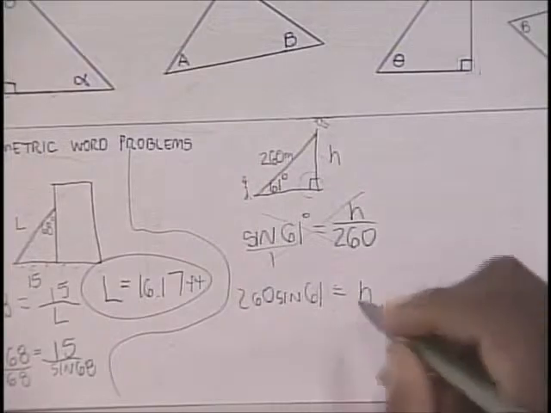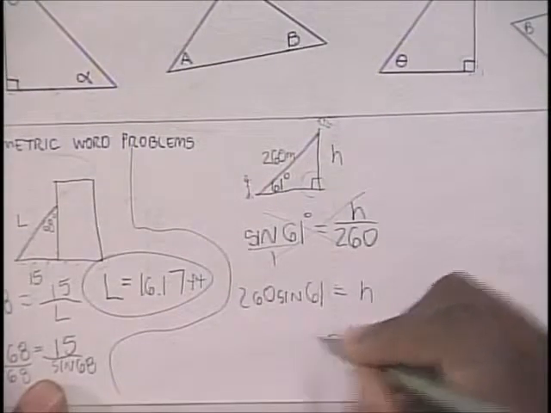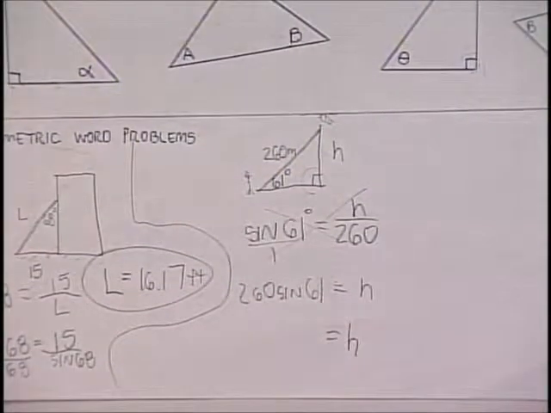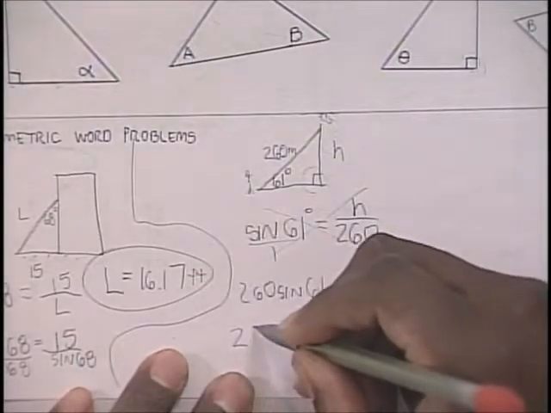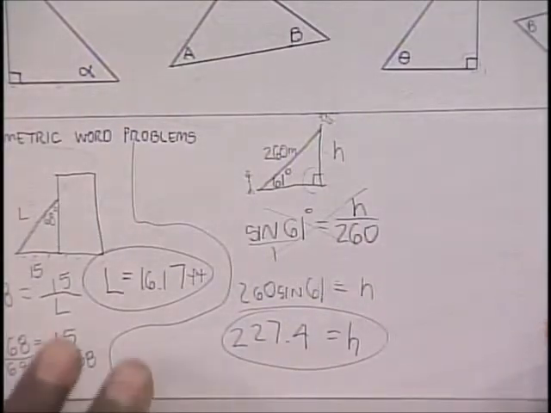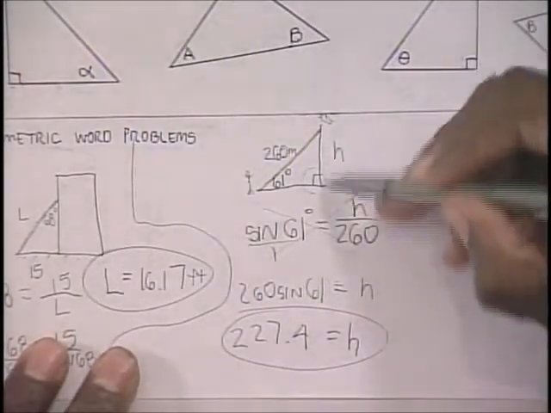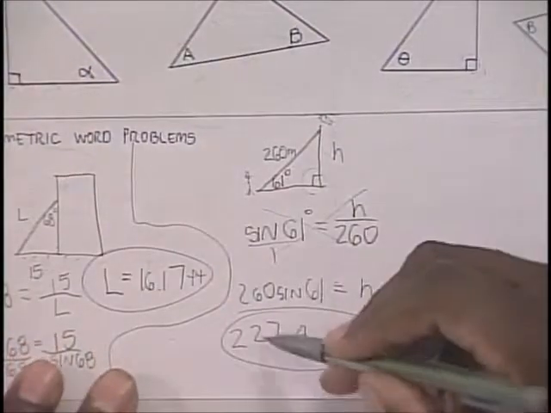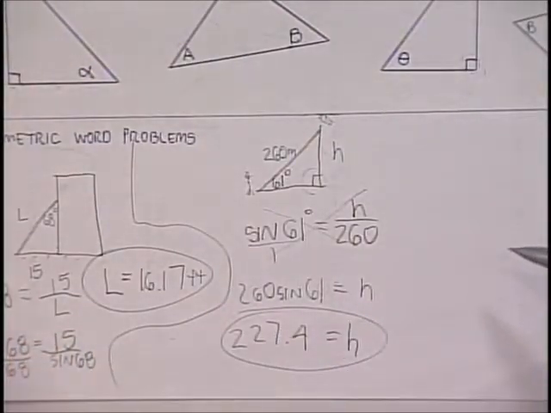You're going to put that in a calculator: 260 times the sine of 61. I get 227.4. Final answer, 227.4. So how high above the ground is the kite? 227.4. Final answer.